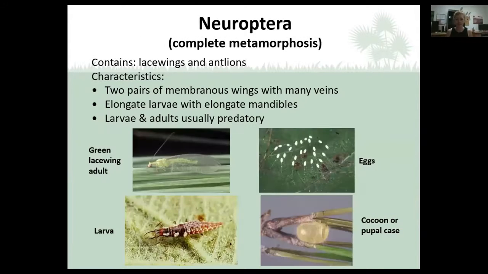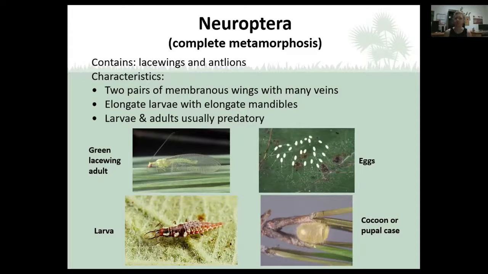The Neuropterans, these are the lacewings and the antlions. Their wings are always very membranous and see-through with a whole bunch of tiny veins. So sometimes that's how you can tell them apart from other insects, like Heteroptera or the other little bugs that we were talking about. Their eggs are on little stalks. This is for the green lacewing. We're going to talk about these later and why they're actually beneficial.